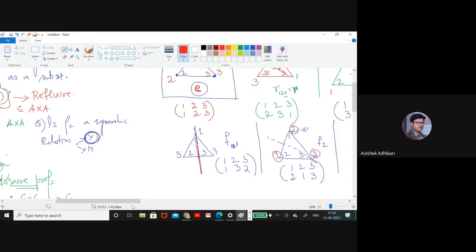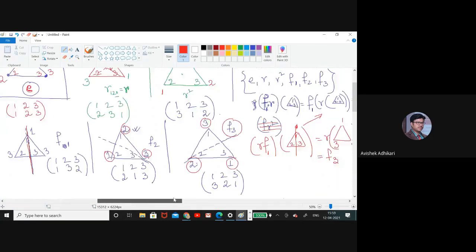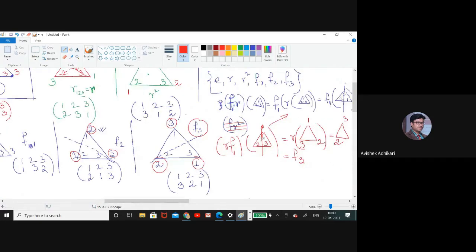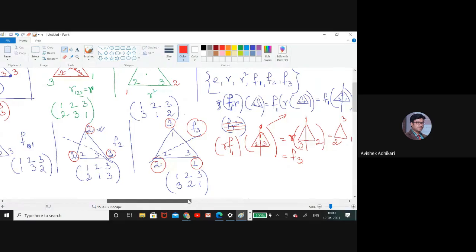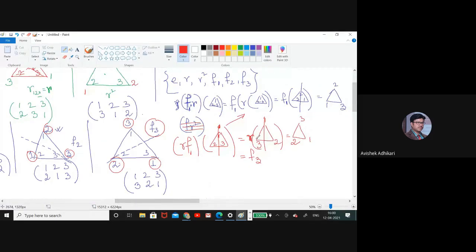So here also about this axis. So here F1, so 1 remains fixed, 1 is unchanged, 2 and 3 are changed. And after that, you are making a rotation, right? So a rotation through an angle 120 degree. So the 3 will come here, 1 will come here, and 2 will come here. And that is nothing but your F3.